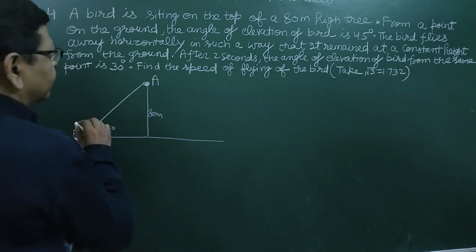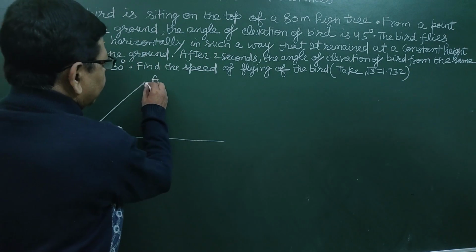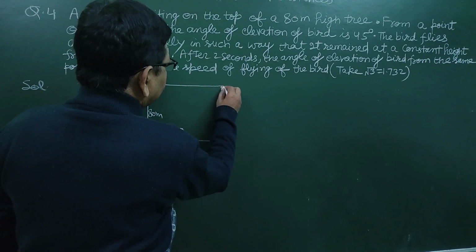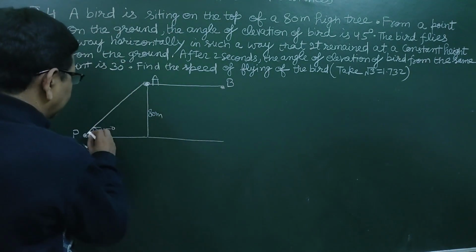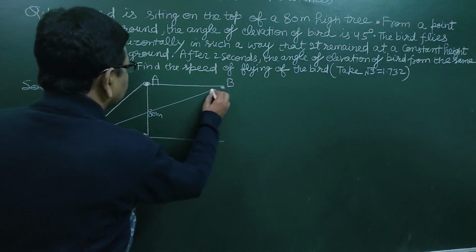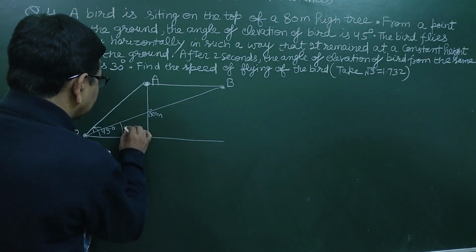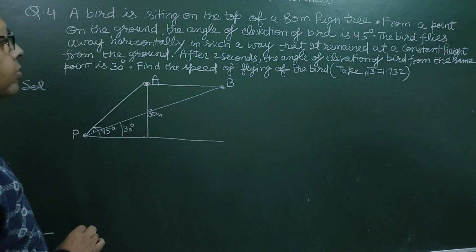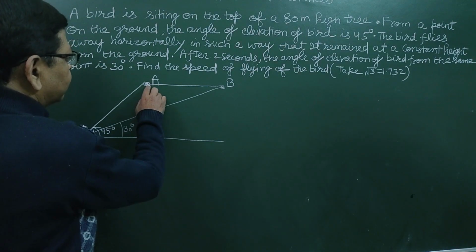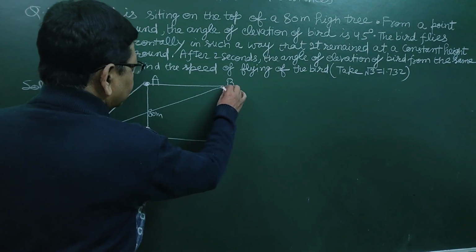The bird flies away horizontally in this direction, and suppose after 2 seconds it reaches a point B here, and in this case the angle of elevation is 30 degrees. Joining the point B to point P and the horizontal line, this angle is 30 degrees. Find the speed of the flying of the bird. The bird has reached from the point A to point B. We want to calculate the speed of flying of the bird.